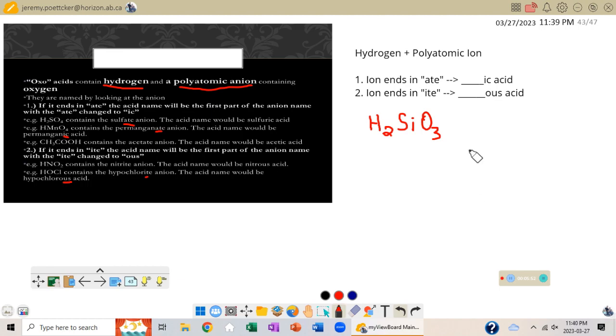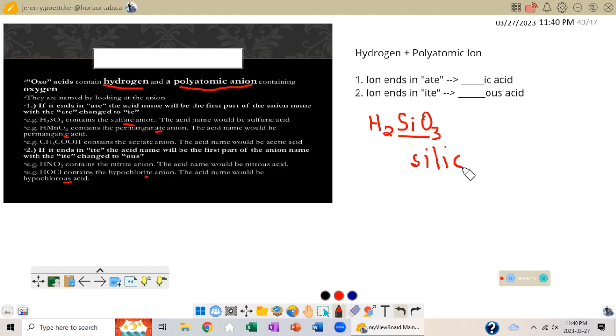All right, so here again, you've got to know your polyatomic anions, or at least recognize that I should go look for that thing on my table of polyatomic ions. SiO3, oh, that's silicate. Oh, it ends in -ate. This is going to be an -ic acid. And this is going to become silicic acid.